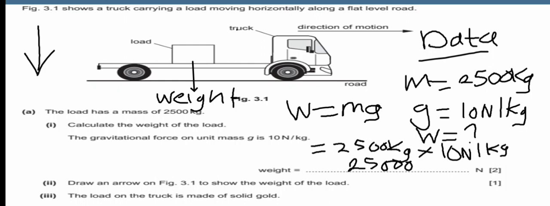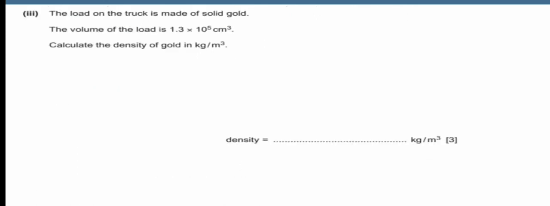Now apart from that one, the force which is going to be acted upwards here, this one we are going to call it as the normal force because this load here is at rest. That is also one thing that we need to know. Roman numeral number 3 is saying, the load on the truck is made of solid gold. The volume of the load is 1.3 multiplied by 10 to the power 5 centimeters cubed.